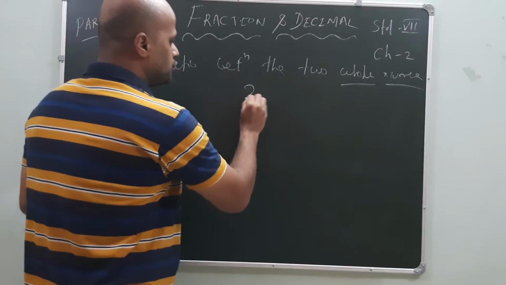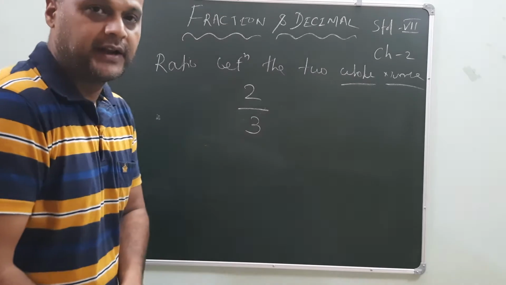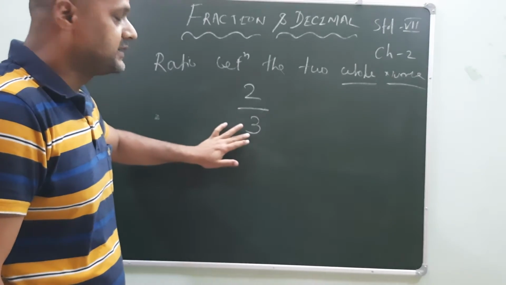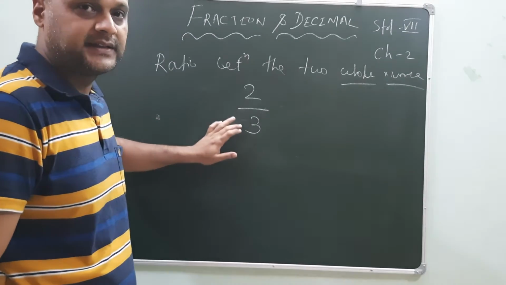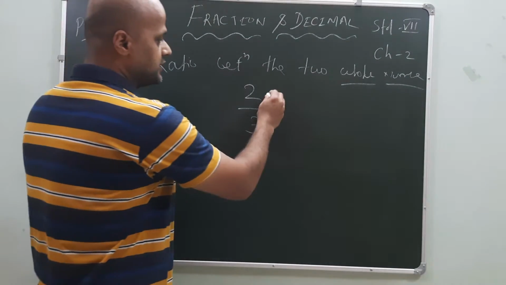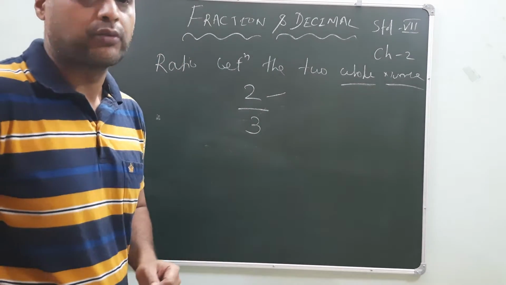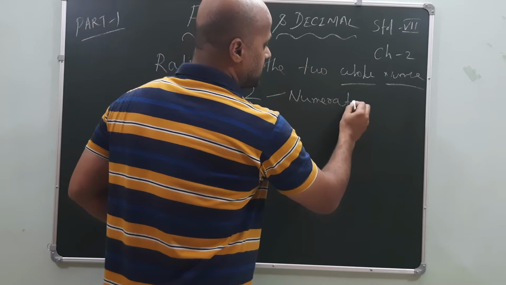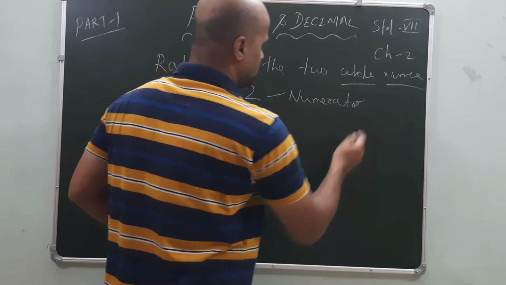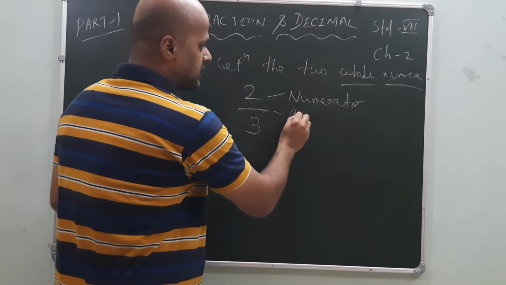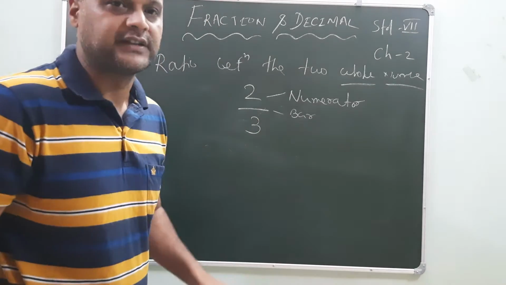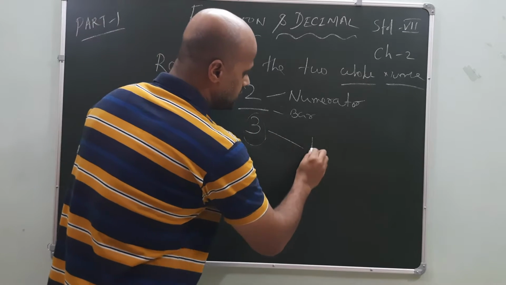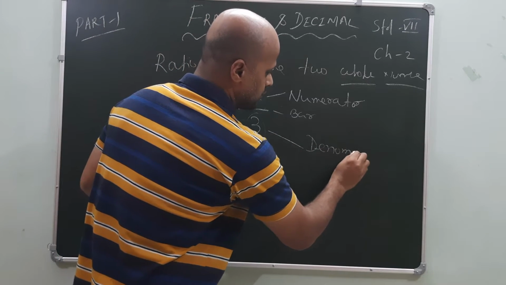Suppose we take 2 by 3. How will you read it? Just remember this one, 2 by 3. What is 2? The upper one is called the numerator. This line is called bar or divided, whatever you can say. And this one, 3, is called the denominator.